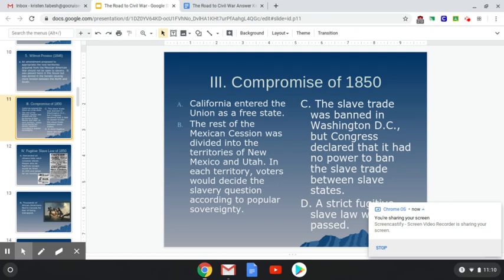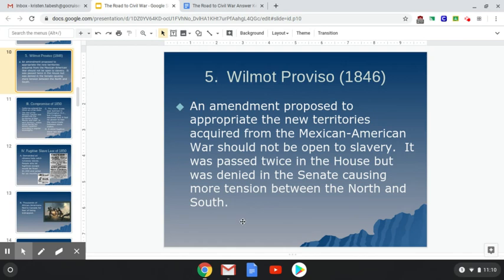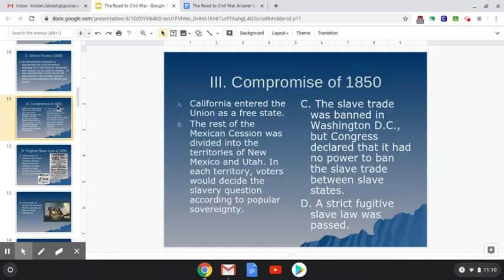We're going to do day 2 of our Road to Civil War notes today. If you were following along yesterday, we left off right at the Wilmot Proviso, which was the appropriation of the new territories acquired from the Mexican-American War. So should they be open to slavery? Should they not? And then having the Senate decide whether or not that would pass, which caused more tension between the North and the South. So we're going to continue going on with that, which will lead to the Compromise of 1850.